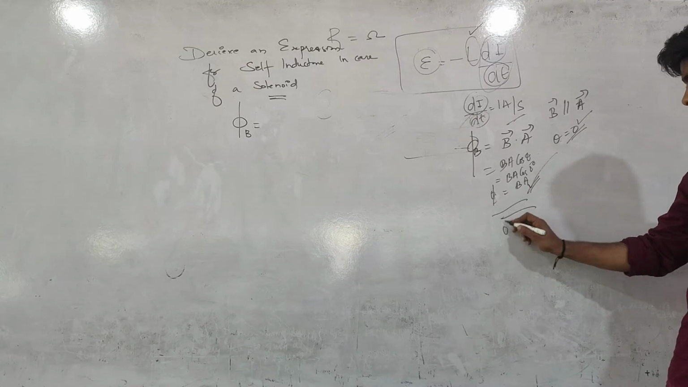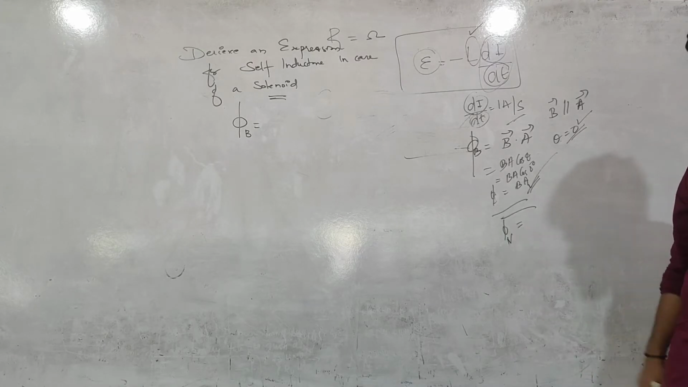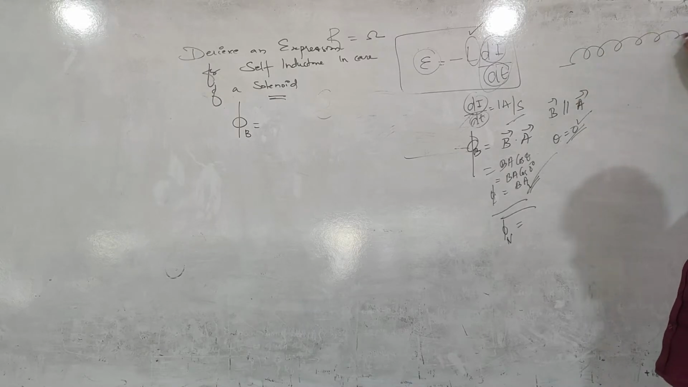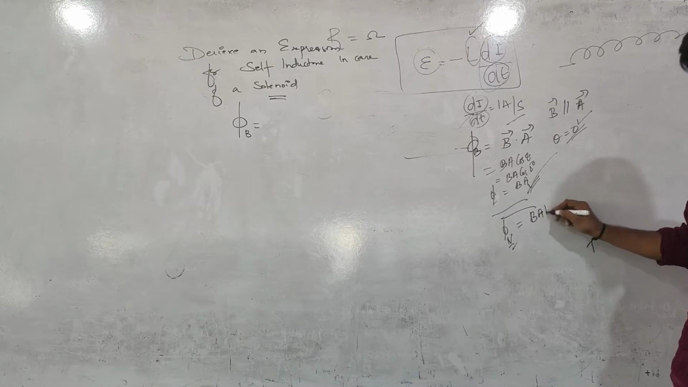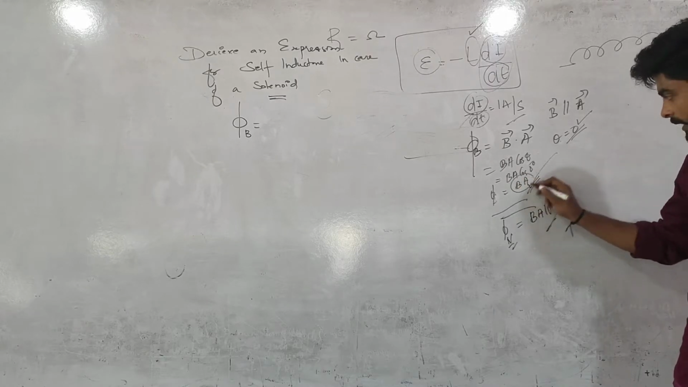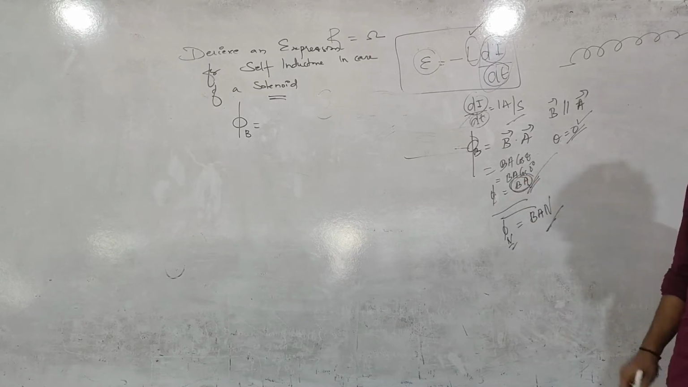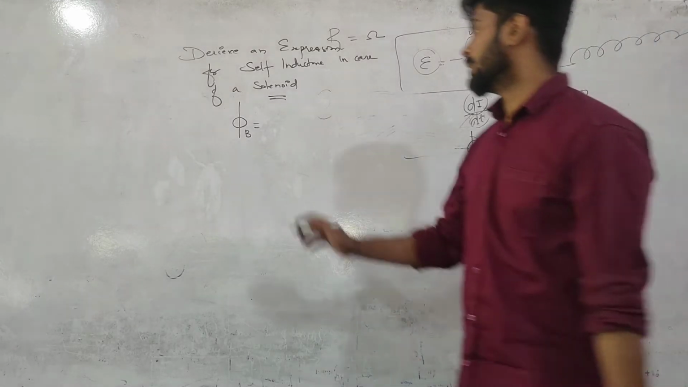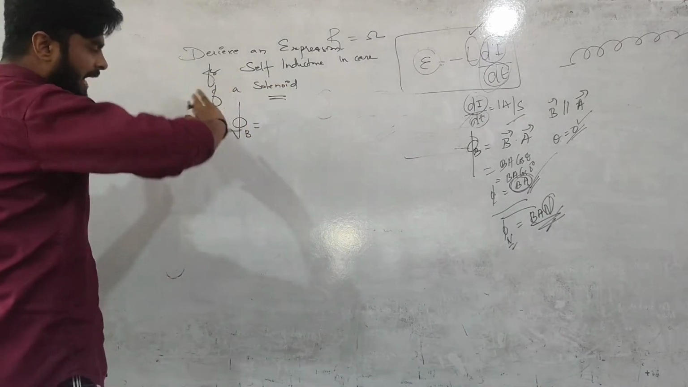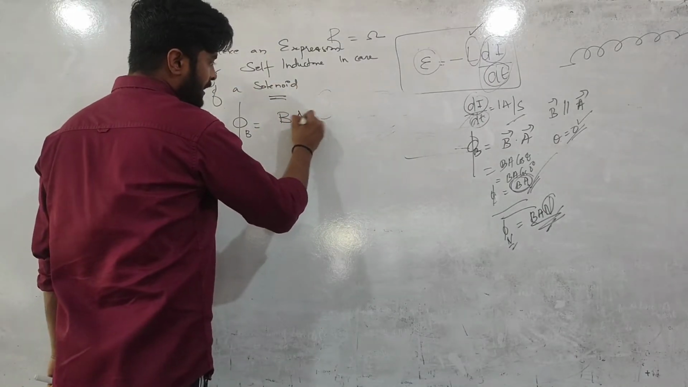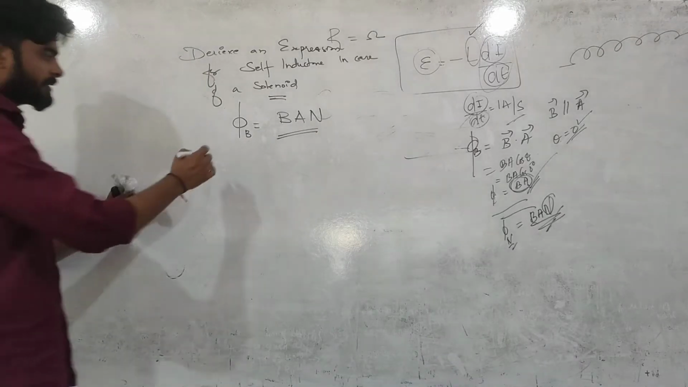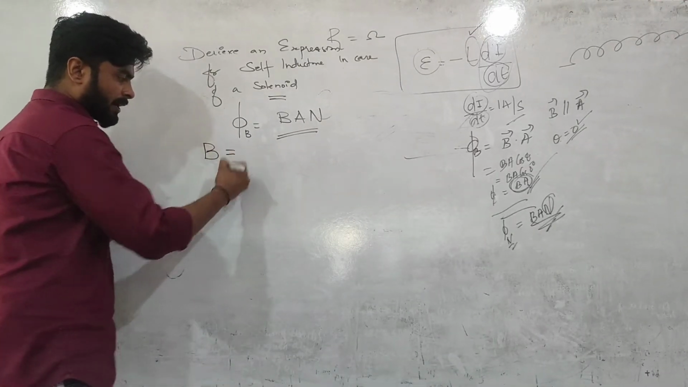Then what will be the magnetic flux associated with capital N number of turns? If your solenoid has N number of turns, what will be the flux? BAN. If for one turn magnetic flux is BA, for N number of turns it is BAN. So the magnetic flux associated with a solenoid having N number of turns is BAN. Clear?